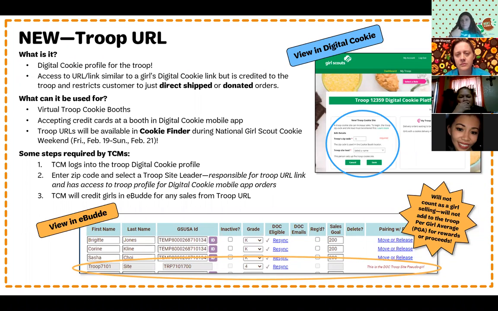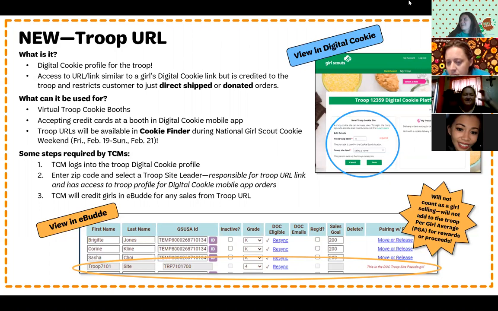Let's say we are at a booth and we're standing in front of each other. I have my phone. I go to the Digital Cookie app, and very similar to how a girl would do it in the app, she would select a button to place an in-hand order and do it with the customer face to face. So the URL link itself will be restricted to just direct shipped and donated, but the Digital Cookie profile for the troop will have the option to do in-hand orders. Okay. I think that makes sense.